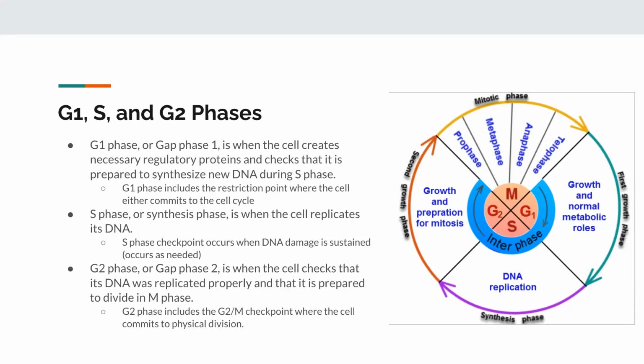Then you have G2 phase, or gap phase 2, which is when the cell checks that the DNA was replicated properly during S phase and that it's prepared to physically divide in M phase. This is just more growth, more prep for M phase. And then this has the G2 or M checkpoint at the end of G2, where the cell physically commits to physical division. Like how at the end of G1, it committed to the division process as a whole, starting with DNA replication. Now it's committing to physical division.